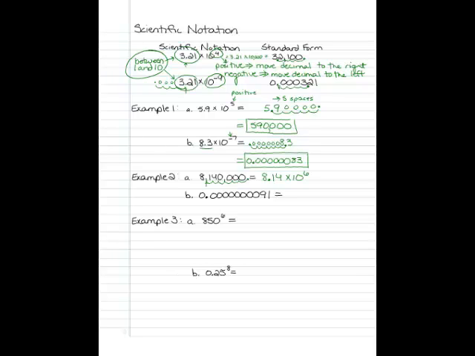In this next one, we have 0.000000091. So we want to take this decimal point and move it 1, 2, 3, 4, 5, 6, 7, 8, 9 spaces. So in scientific notation, we will have 9.1 times 10 to the negative 9.